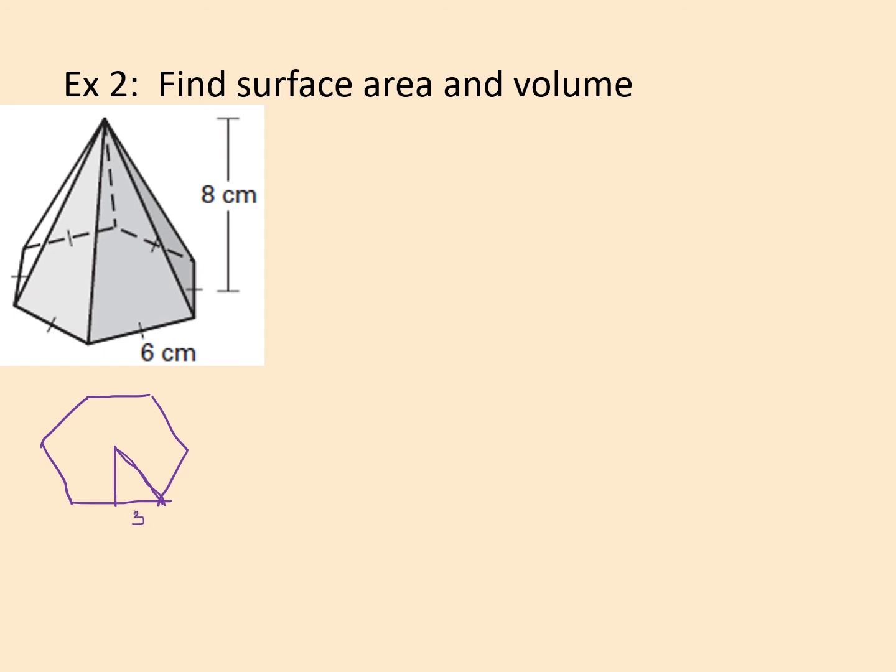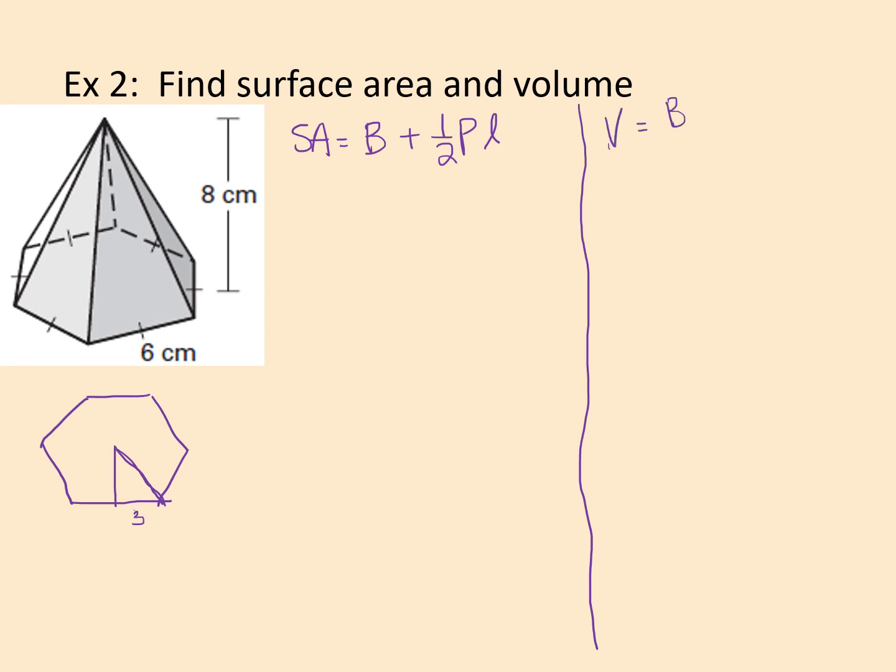And let me backtrack a little bit here. Again, I'm trying to find the area of the base because the surface area formula is big B, which stands for area of the base, plus 1/2 P times L. Okay, and again we're going to do 2 different steps here. We'll also do volume over here, which is big B times H divided by 3.